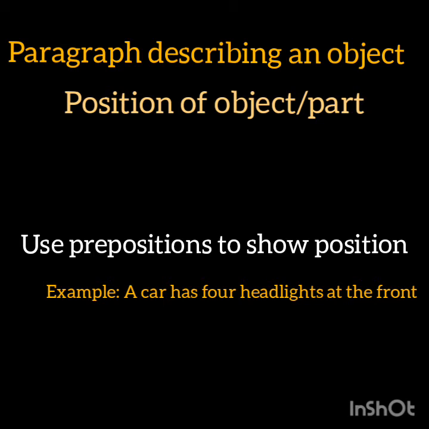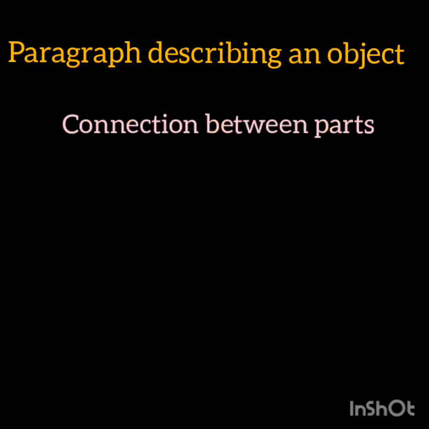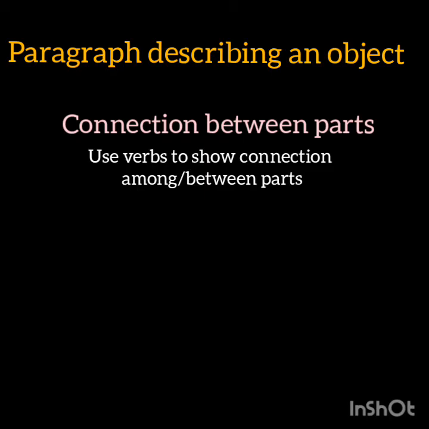And the last item in a description of an object that you should consider is the connection between the parts. How are the parts connected together? Now, connection is a relationship between 2 things or more. If the object has more than one part, we have to describe them part by part and show the connection between the parts. And there are a number of verbs that signal a connection between or among parts.